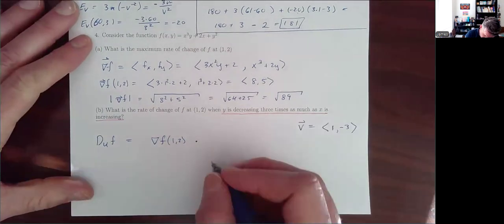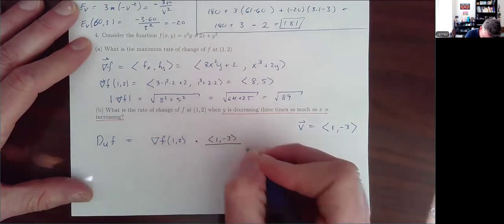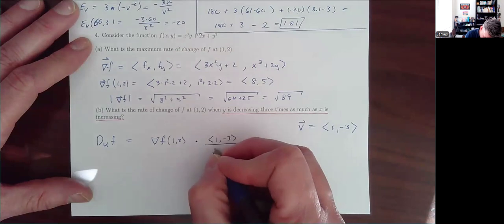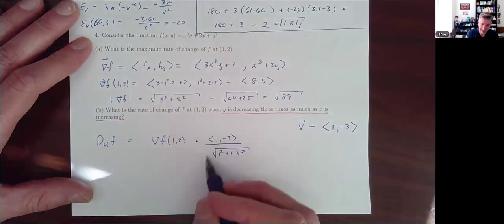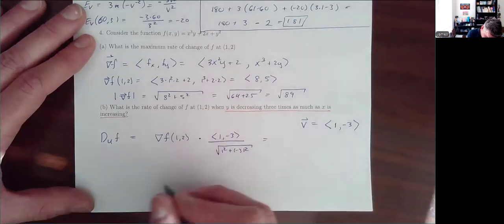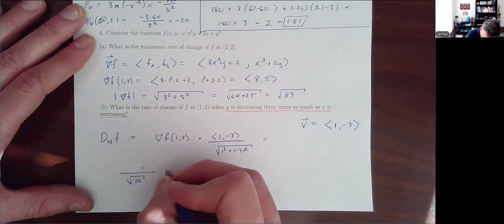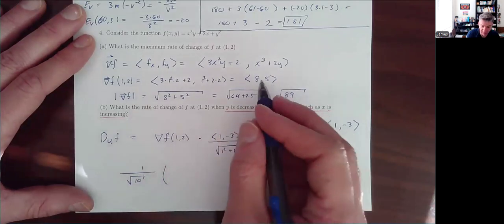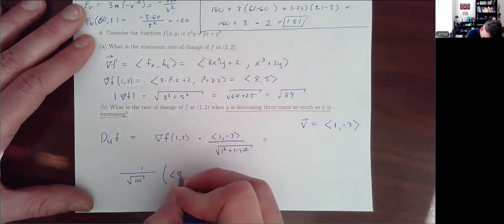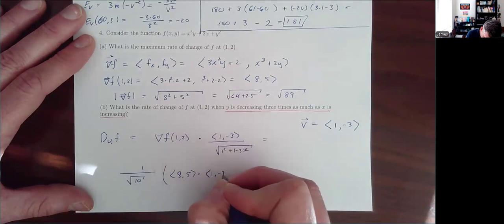So our unit vector here is going to be 1, -3 divided by the square root of 1 squared plus -3 squared. I like to bring that out in front, so I'm going to rewrite this as 1 over the square root of 1 plus 9, which is 10. And then we're going to have our gradient of f, which was the vector 8, 5, dotted with the vector 1, -3.